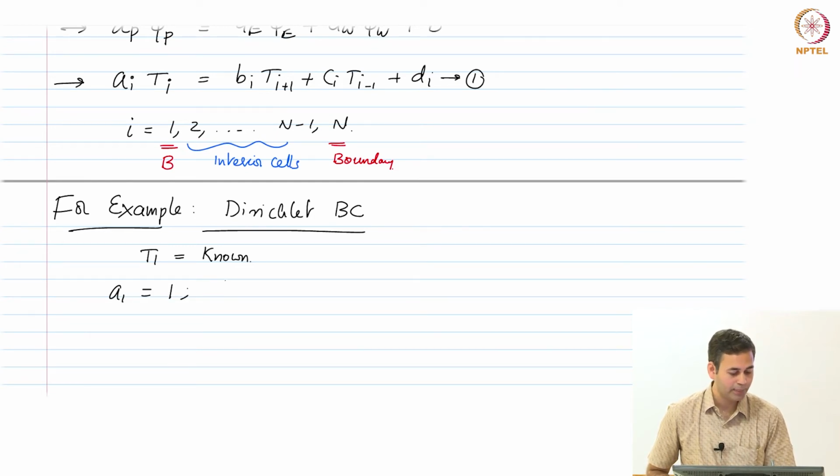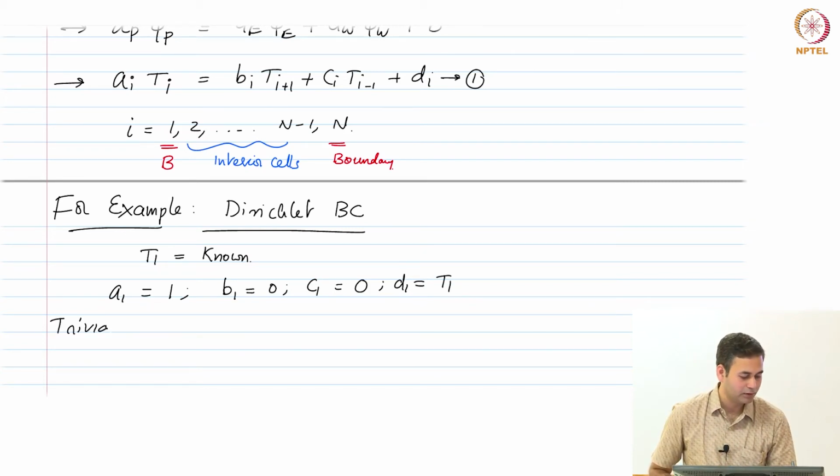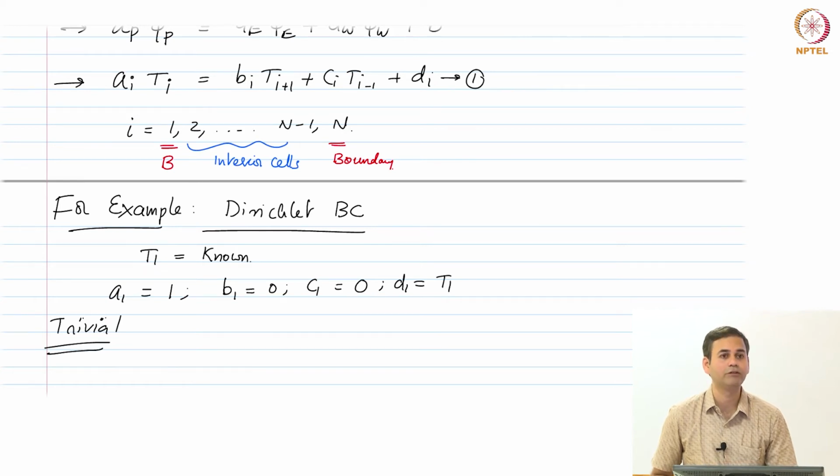What would be B1? B1 should be 0, because T1 is already known. What would be C1? 0, because we do not have a cell where T0 is there. What would be D1? D1 should be T1. Essentially your matrix is like 1 times the unknown equals T1, so the unknown gets equal to T1. That is very trivial. So, the coefficients get modified like this if you have a Dirichlet boundary condition, and they get modified differently if you have a Neumann boundary condition.